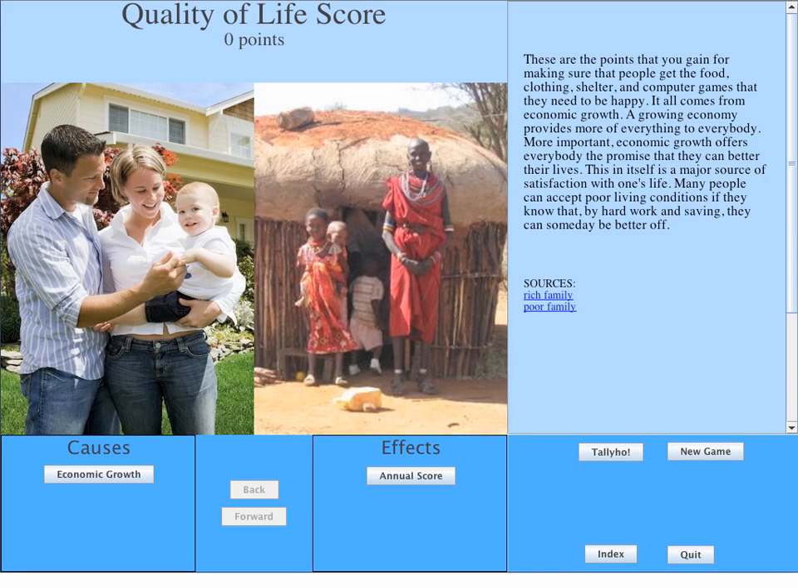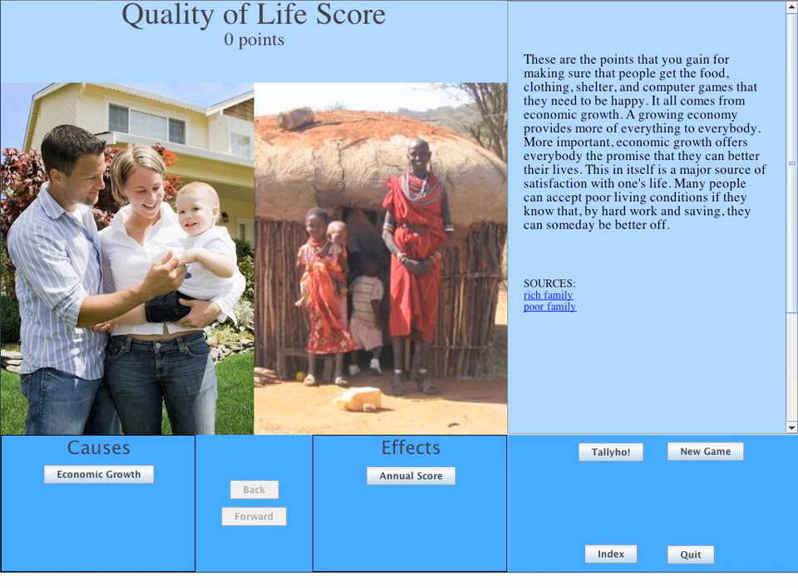The third big lesson of this game is that the solutions involve nasty trade-offs in which some things are good for some people but bad for other people. And that's what makes these problems so difficult to solve.